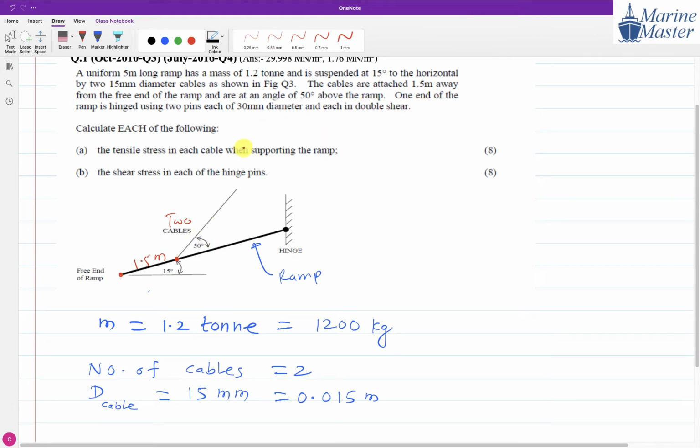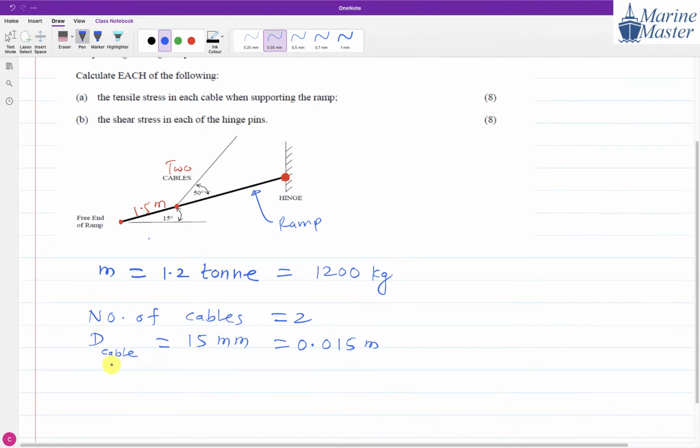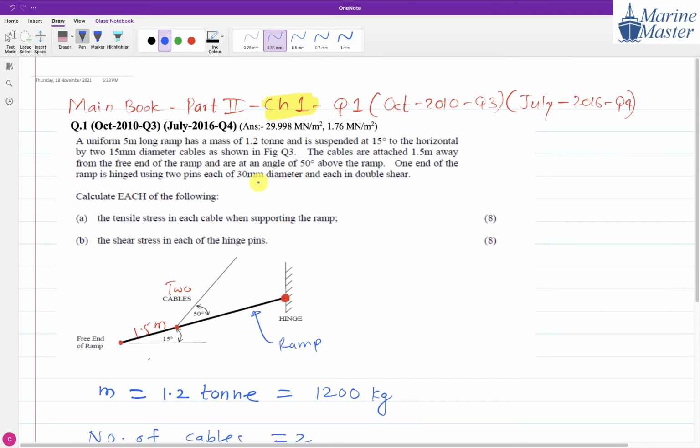One end of the ramp is hinged. So here we have a hinge, using two pins. The ramp is hinged using two pins, so the number of pins is two. And what are they saying further?